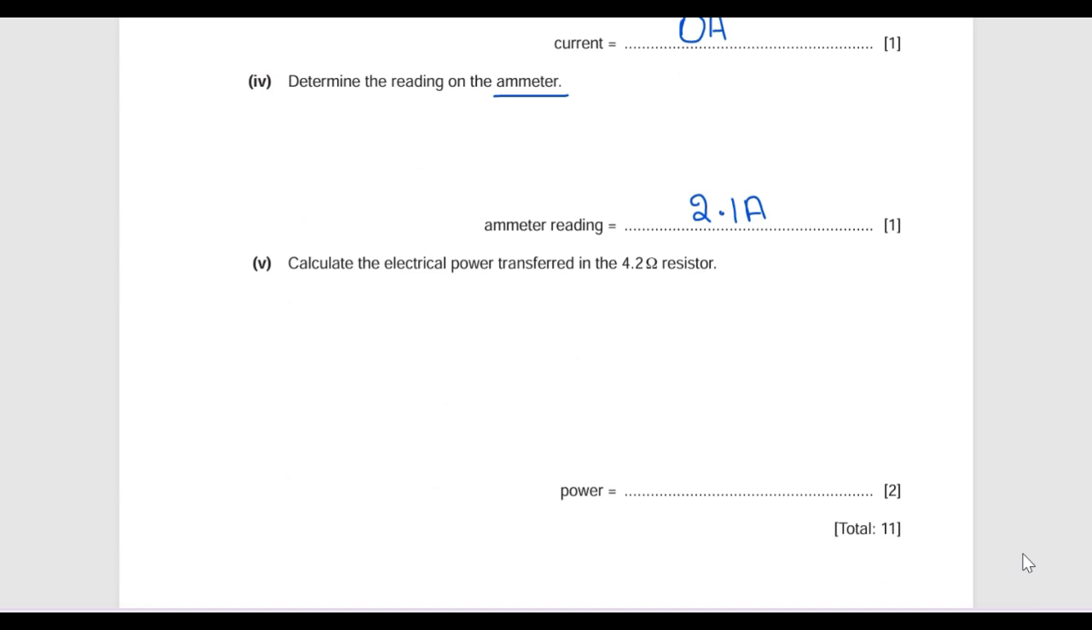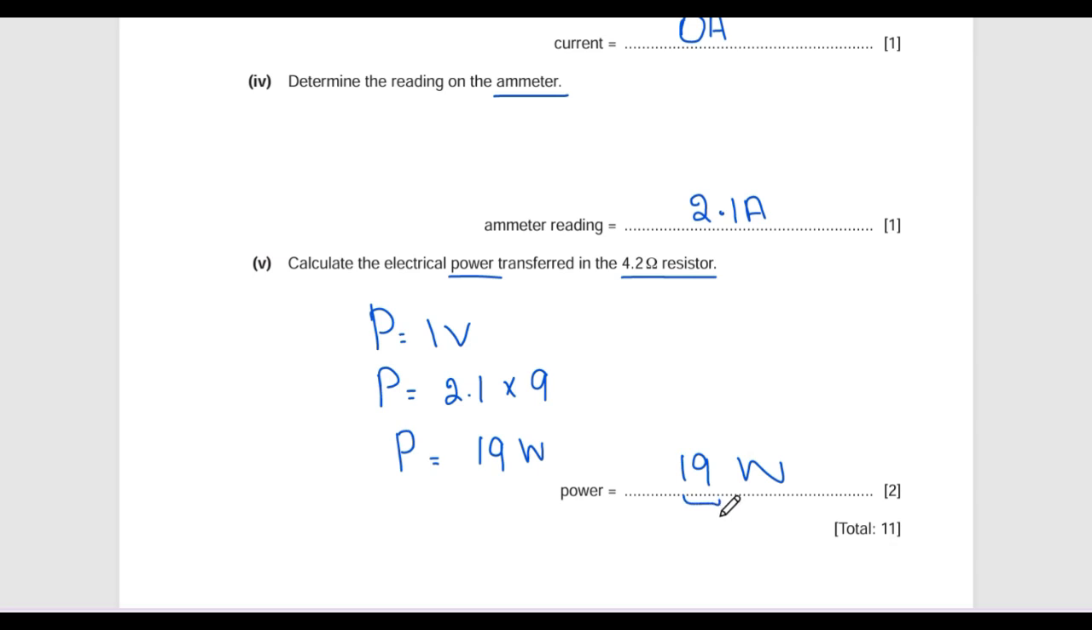Now we have to calculate the power that is transferred to the 4.2 ohm resistor. So we know that the relation that connects power to current and voltage is P equals IV. I can use this relation, and I is, we have already calculated, 2.1 for this resistor, and voltage is 9 volt. For parallel combination it is always the same. Answer is 19 watt. So the power is 19 watt, and we know we have to answer in two significant figures.